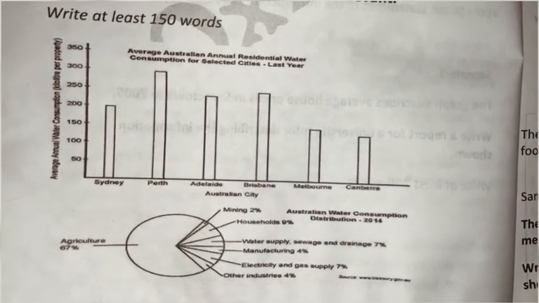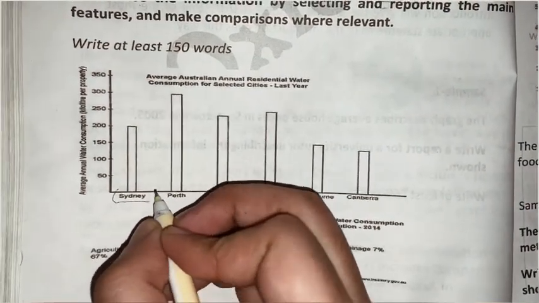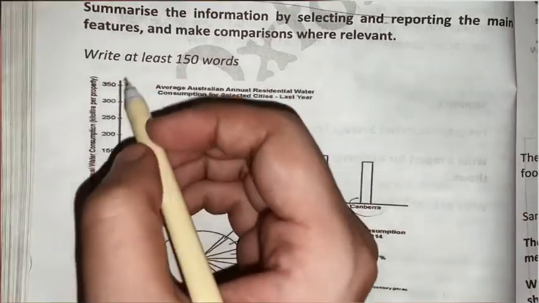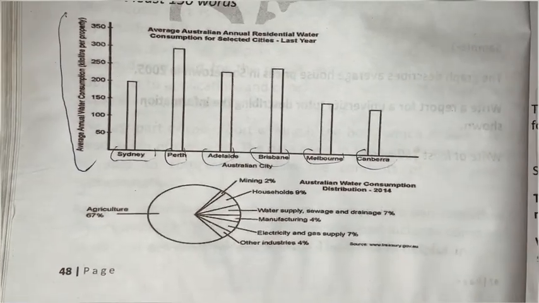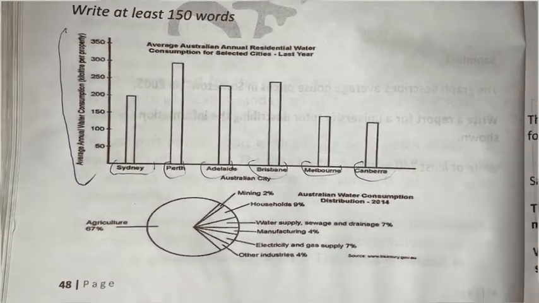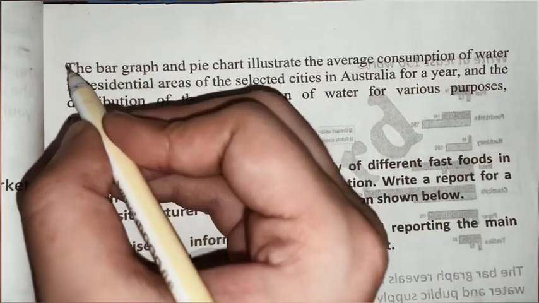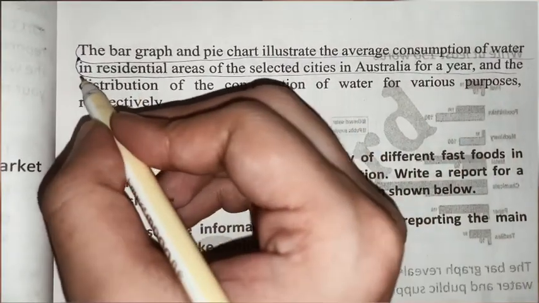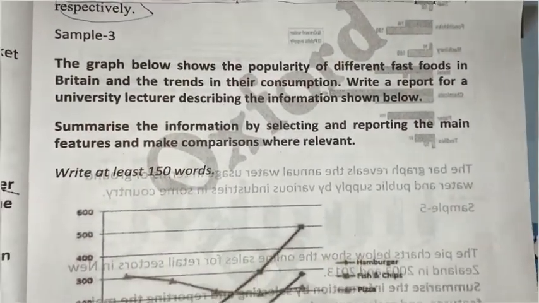So you need to make comparisons of this so that it can be very good for you to write a passage of this. So you can see that there is Sydney, Perth, Adelaide, and Canberra. So these are the city names, as you can see. And there is the average Australian consumption on the horizontal side, and the Australian cities on the vertical side. The bar graph and the pie chart illustrate the average consumption of water in residential areas of the selected cities in Australia for a year, and the distribution of the consumption of water for various purposes respectively.